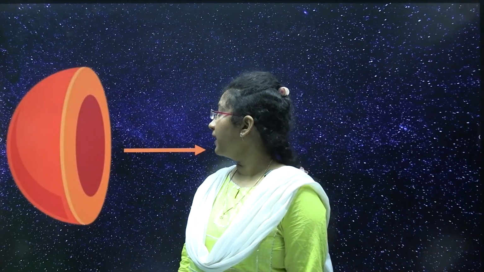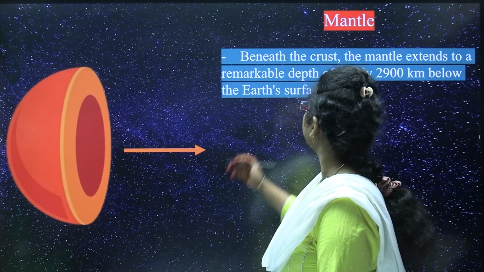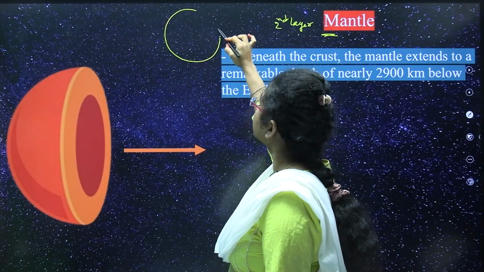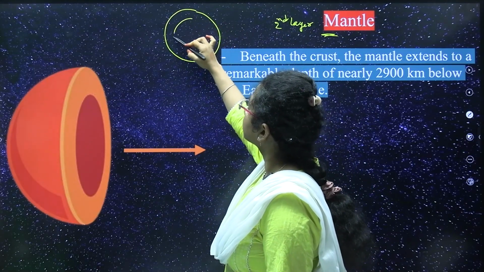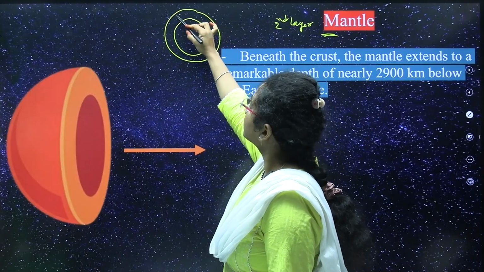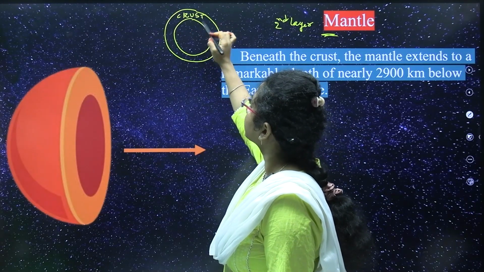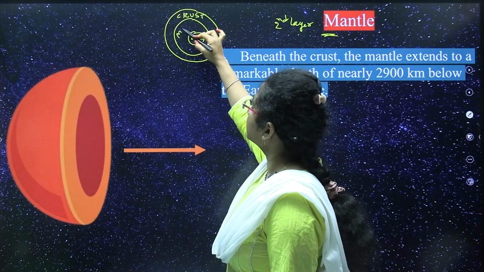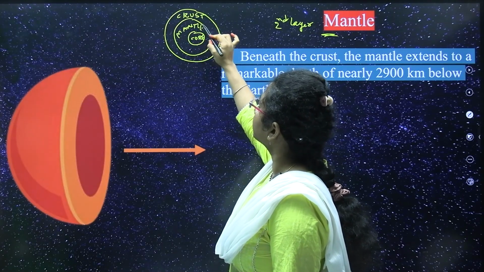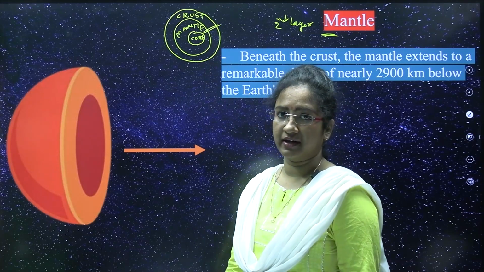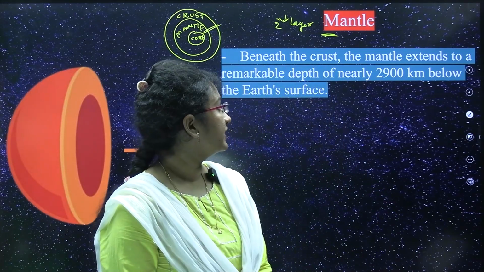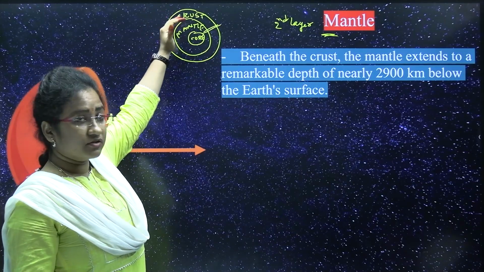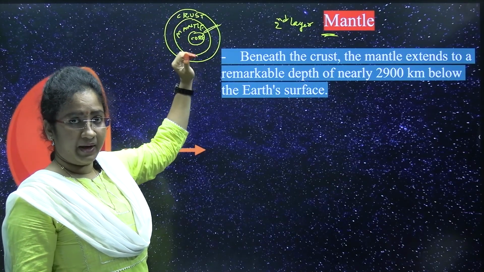Next we have the mantle. So what about the mantle layer? This is the second layer. So if you consider this as our earth, this is our crust part, this is the core, and this is our mantle layer. This is what we are going to discuss right now. Coming to this mantle layer, it is beneath the crust. Here if you see under the crust, you can see this mantle layer.